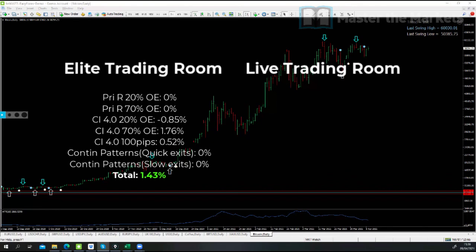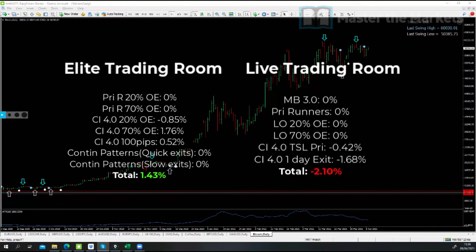In the Live Trading Room, on the other side, we have Money Bars 3.0 with no trades, 0%. Primary runners, again, 0%. There were no primary setups and no valid trades on there. Lift Off 20%, 0%, and Lift Off 70% is also at 0% because no trades have qualified for us. We had some trades on the Cash In 4.0 TSL primary, and at the end of the week, we've ended up with a figure of minus 0.42% to the downside on there.